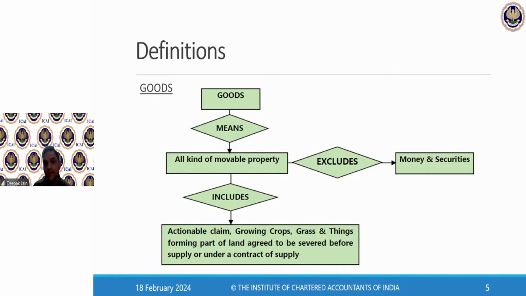Now, when you have sold a land, and you have sold the vegetables and the trees with the fruits which are growing on the land. Now we know land is an immobile property outside the transaction of goods. But when this land is sold as a part of a transaction, as growing crops, grass, and things forming part of the land, which is agreed to be severed before supply or under a contract of supply, then it cannot escape GST by saying that this is an immobile property, because the transaction was not only of immobile property.